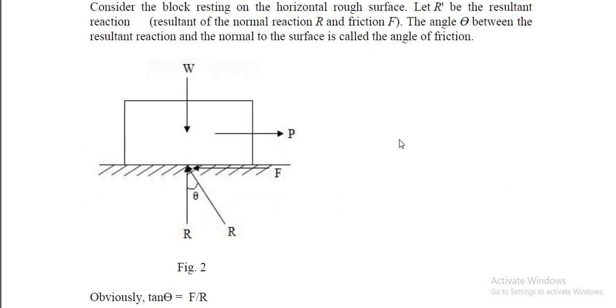Now, the angle of friction. Considering this figure, W is the weight, R is the reaction, and R dash is the resultant reaction when the body makes an angle theta with the normal force. The friction force is acting in this direction, as already shown, and the effort is applied in that direction. The angle is given by tan theta equals F by R, and theta is called the friction angle.